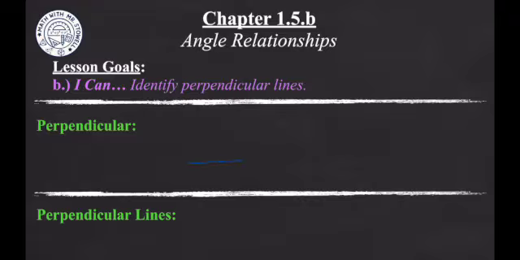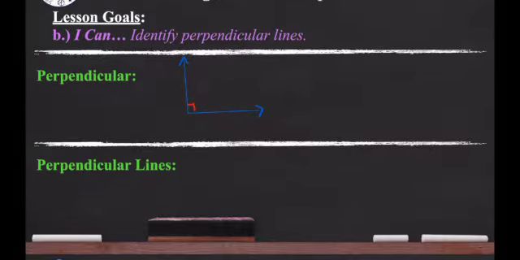So we could have two rays go and pass each other. As long as they form a 90-degree angle, a right angle, then they are perpendicular. Two objects are perpendicular if they make a 90-degree angle. Perpendicular lines, it's just a little bit more exact. It's not talking about rays, it's talking specifically about lines themselves.